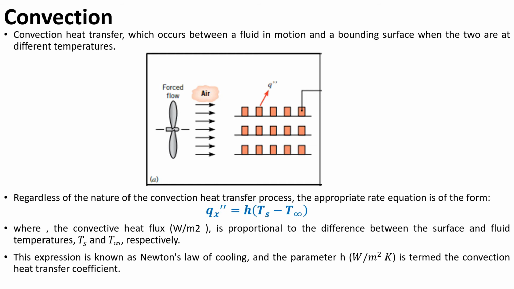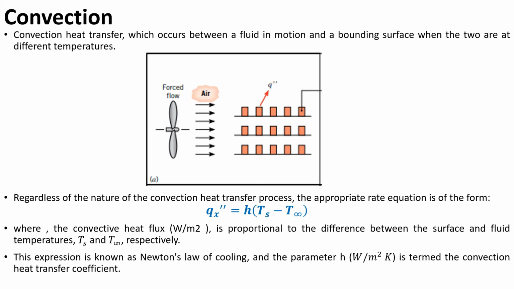Ts is the temperature of the bounding surface. For example, in this figure, Ts is the temperature of these blocks. T infinity is the free air stream temperature. T infinity is the fluid temperature, due to which convection heat transfer occurs. T infinity, remember, is the fluid temperature, and Ts is the surface temperature.